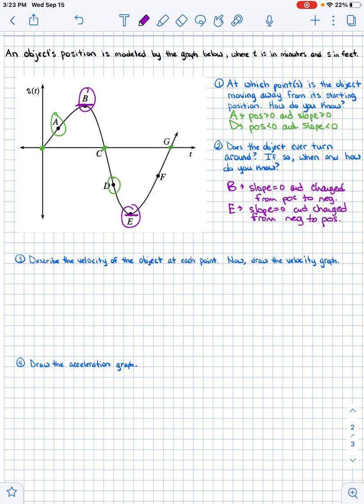Okay, part 3 says describe the velocity of the object at each point. Now draw the velocity graph. So at point A, positive velocity. We've kind of talked about this already. B is a 0 velocity. C, the velocity is negative. Talking about velocity, remember, we're talking about slopes, so we're talking about tangent lines at all of these. What are the tangent lines doing? What is the rate of change doing? That's what velocity is measuring. At D, we also have a negative slope. E is 0, and F and G are both negative.